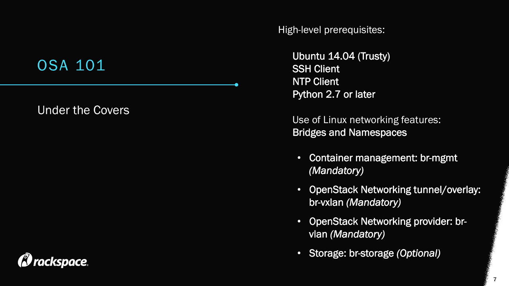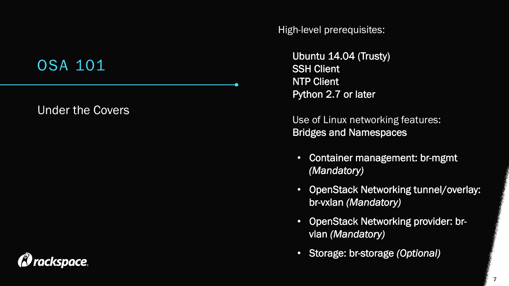So some of the high-level prerequisites are that you do have to run Ubuntu 14.04 as an operating system. That is one of the high-level prerequisites and requirements for OSA. There is talk around including other operating systems such as CentOS, but for now, Ubuntu 14.04 is the base operating system you would need to be running.